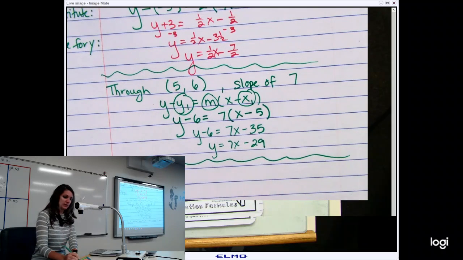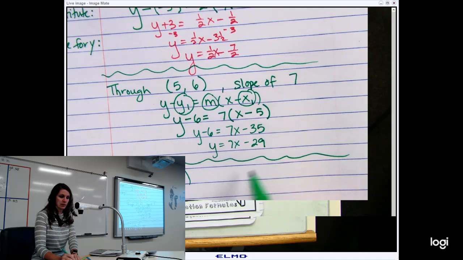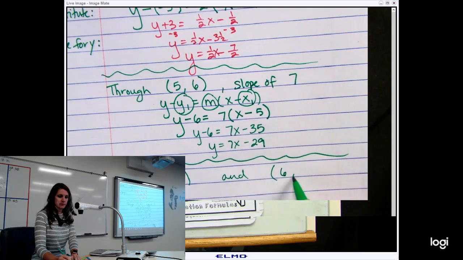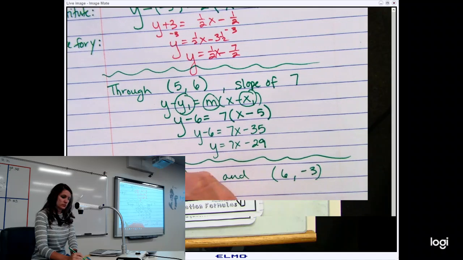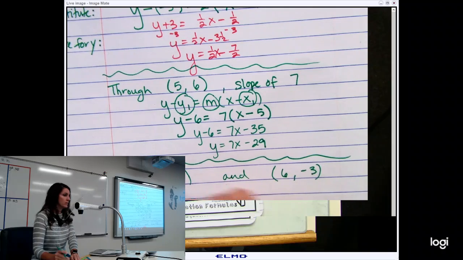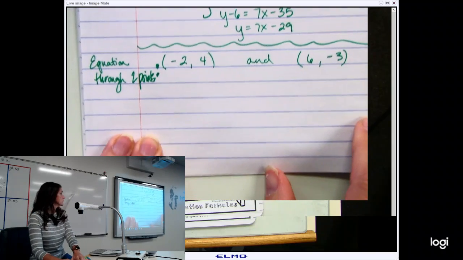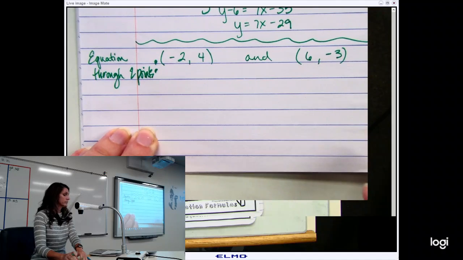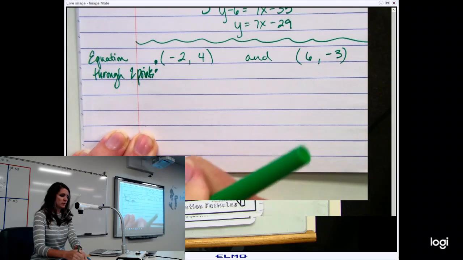All right, 2 points. You guys want me to make up the numbers or you want to do it? Let me do it. All right. How about -2, 4, and 6, -3. So I want the equation of a line through those 2 points. Sorry, I didn't realize I was so far out of view. Okay, so I want the equation of a line through those 2 points.